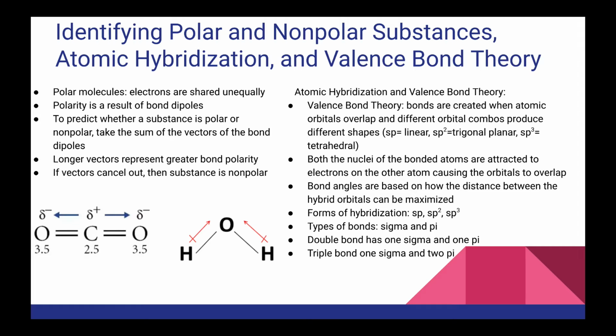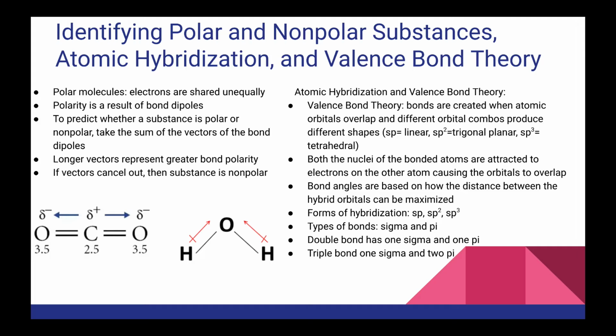To predict whether a substance is polar or nonpolar, we take the sum of the vectors of these bond dipoles. If the sum is equal to 0, we have a nonpolar molecule. If the sum is not equal to 0, then we have a polar molecule. Another way we can get a nonpolar substance is if the bonds are all nonpolar, which would mean that the electronegativity values of both atoms in the bond are equal, but this rarely happens. The longer the vectors, the greater the bond polarity, because that means there's a greater difference in the electronegativity values of the atoms in the bond.